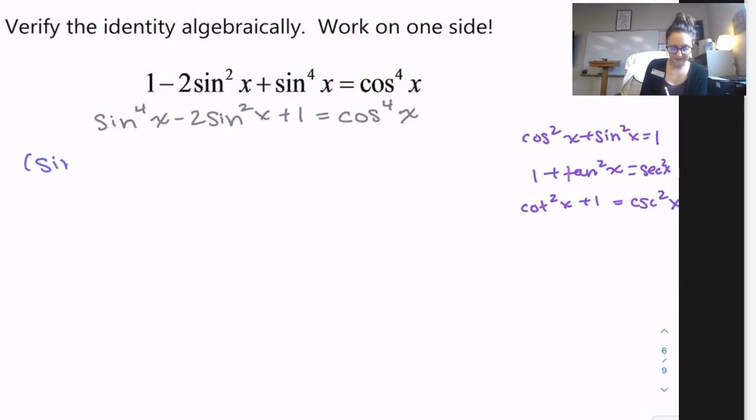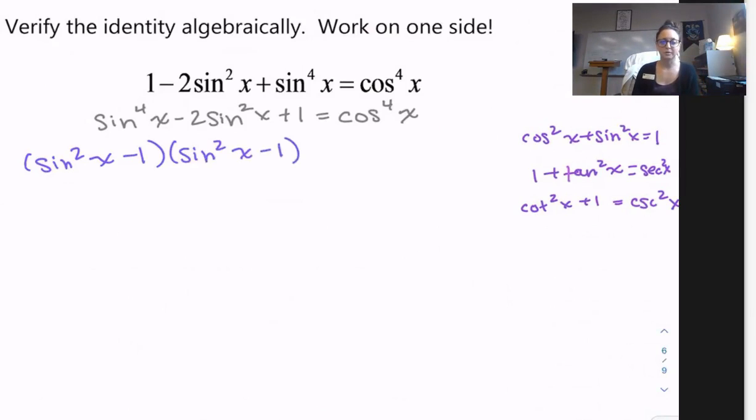Again, as sine squared x minus 1 times itself. So I'll do it twice. Okay, and if you're unsure about that, you can always distribute, FOIL, basically what I just wrote, and you'll see that we do indeed get back to that, okay? All right, so we've got that. We're trying to show this is equal to cosine to the 4th of x.